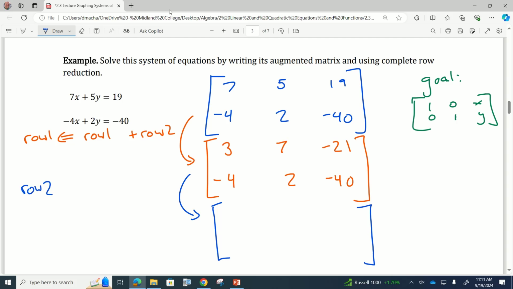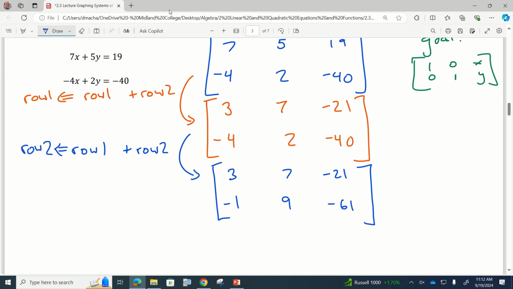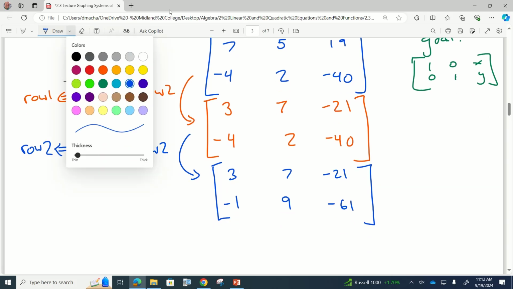In this situation, maybe I could still get a little bit closer. I can't get a 0 right away, but maybe I could get a little bit closer. I'm going to go ahead and just try to replace row 2 with row 1 plus row 2. So row 1 stays the same. And this time, what's my bottom left entry? -1. And then bottom middle? 9. And over here? -61. Very good.